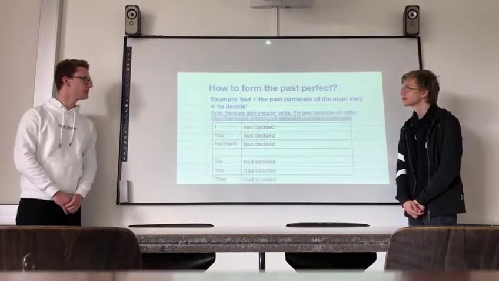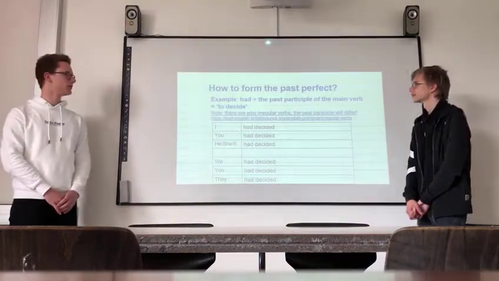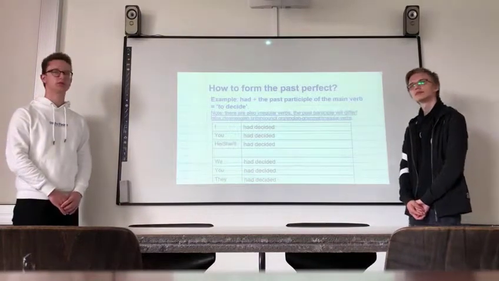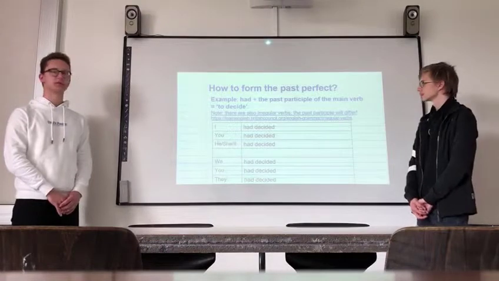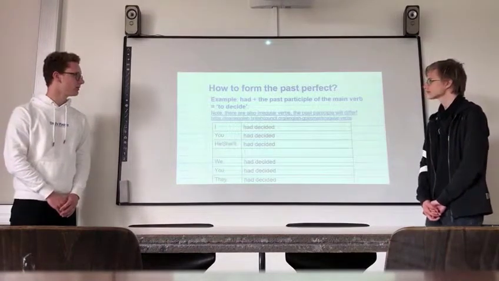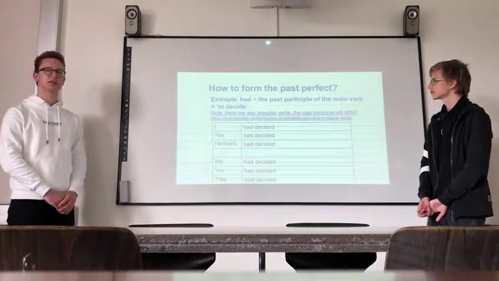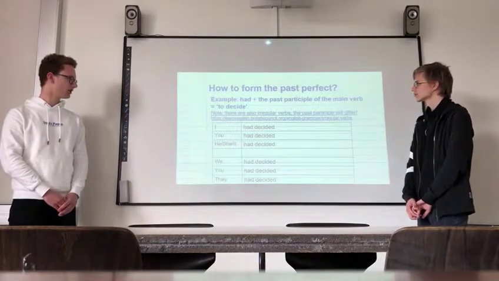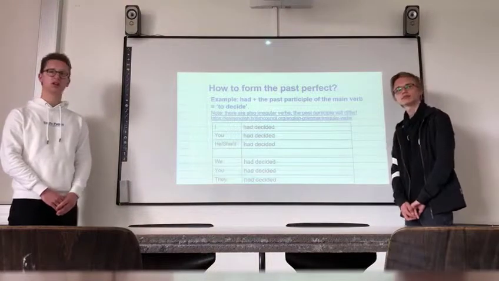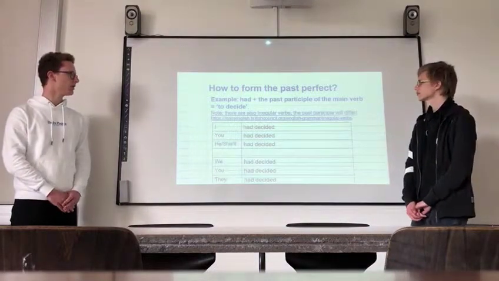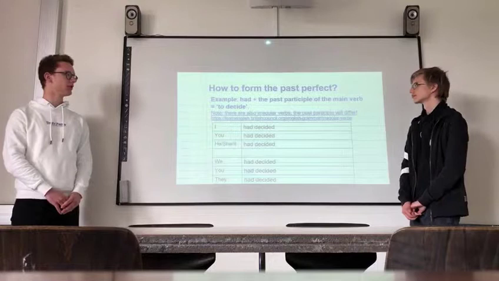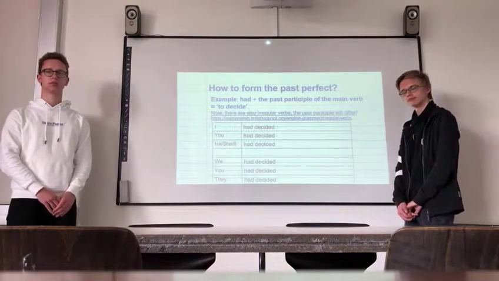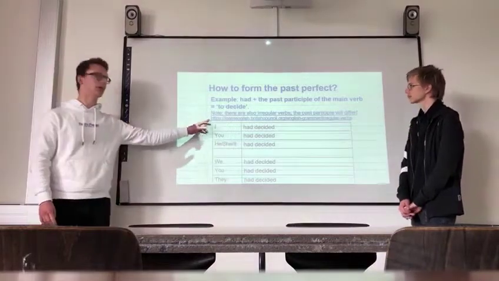How to form the past perfect? For example, you have the verb had, which is the past of to have. Then you add the past participle of the main verb. For example, to decide, so it becomes I had decided, you had decided, he, she had decided, we had decided, you had decided, and they had decided. But a small note, there is also a list of irregular verbs, and you should look up the past participle because it will differ, and this site will help you with that problem.